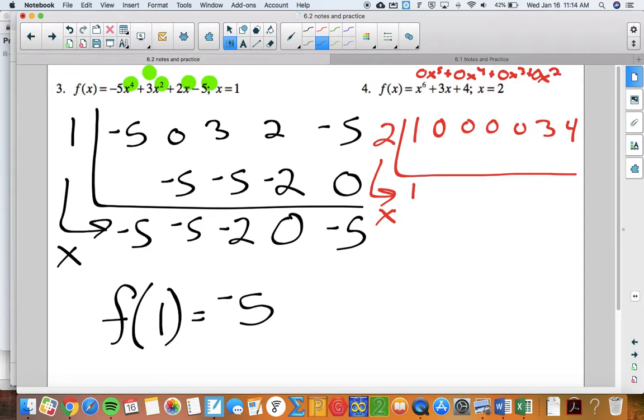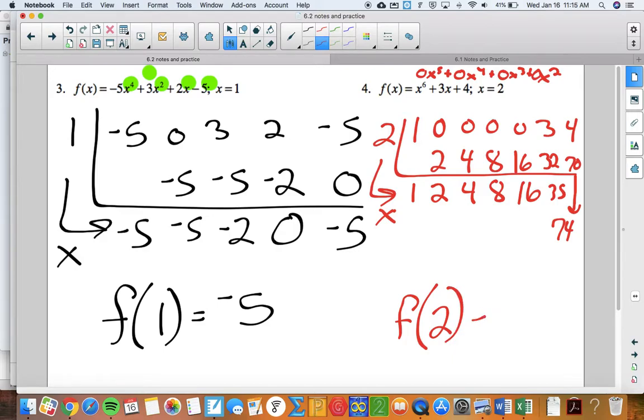So drop the 1 down, multiply anything in this row by this multiplier, so 2 times 1 is 2. Now I add these two numbers together, and I get 2. I take this sum and multiply it with the 2, which is 4. Add these two together, you get 4. Take that answer and multiply it by 2, which is 8. Add these two numbers together, you get 8. Take that answer, multiply it by the 2. Add these two together. Take that answer, multiply it by the 2. You get 32. Add these together. Multiply it by the 2. Add these together. Oof, you get 74. So that means that when x is 2, y is 74. Hip hip, hooray.